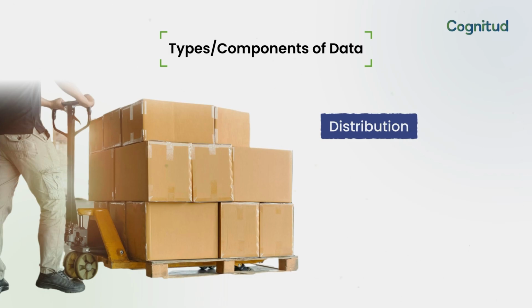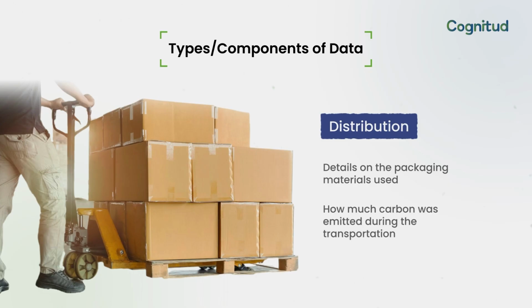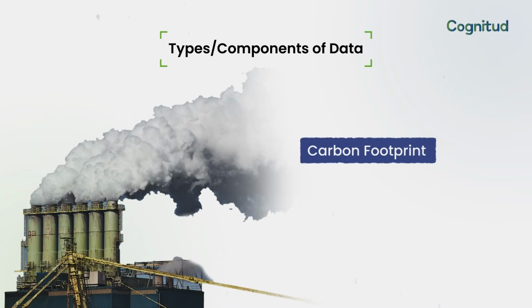Packaging and transportation are the two major components of the distribution process. The digital product passport entails details on the packaging materials used and how much carbon was emitted during the transportation of the product. Carbon footprint counts.